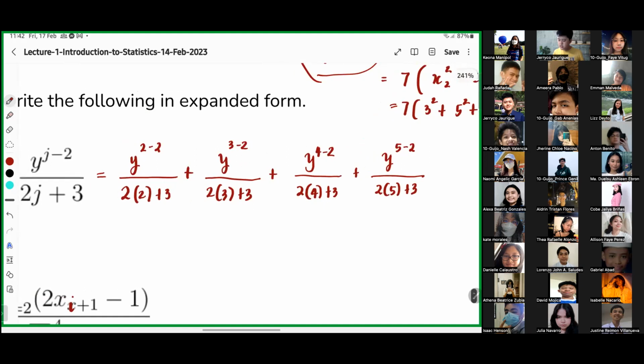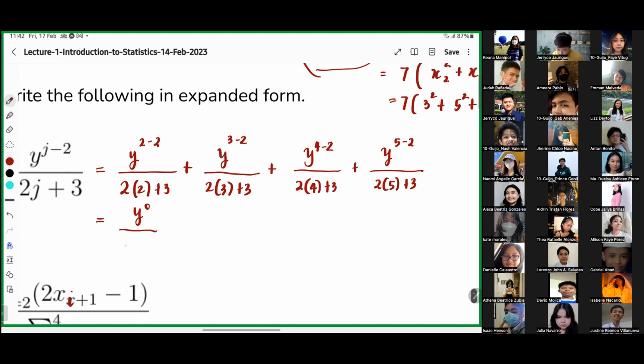So, may tanong ba dito sa pag-expand natin? Simplify lang natin ng konti. This becomes y raised to 0. By the way, what's y raised to 0? 1. Any number raised to 0 is 1. All right, nice. Then y raised to 1. 6 plus 3, that's 9. Plus y squared. 11 plus y to the 3 over 13.